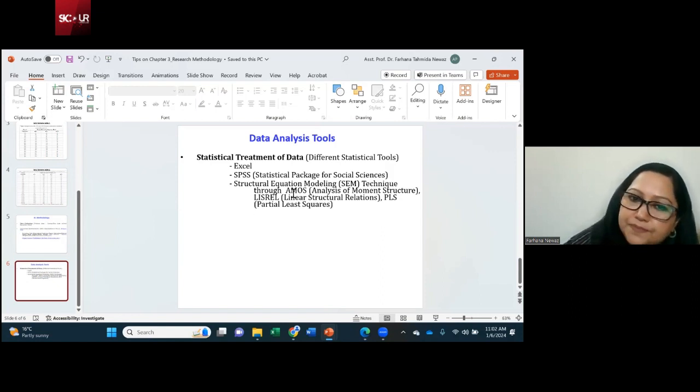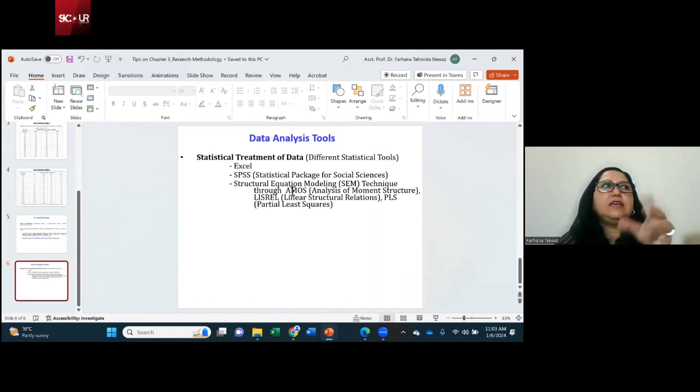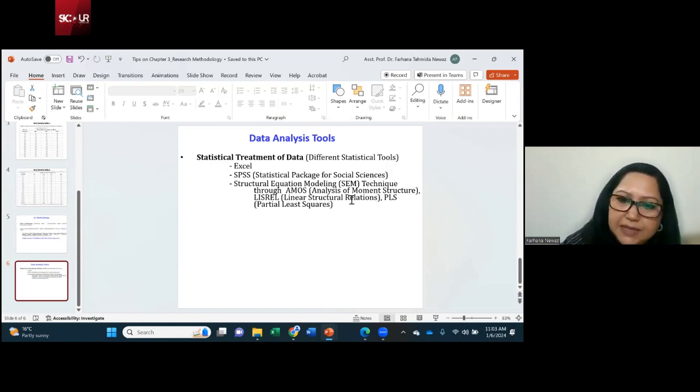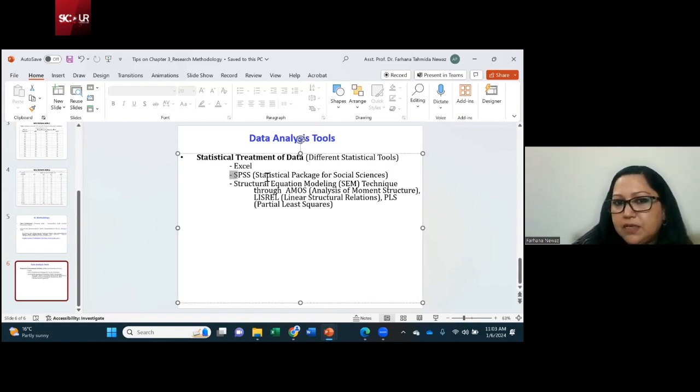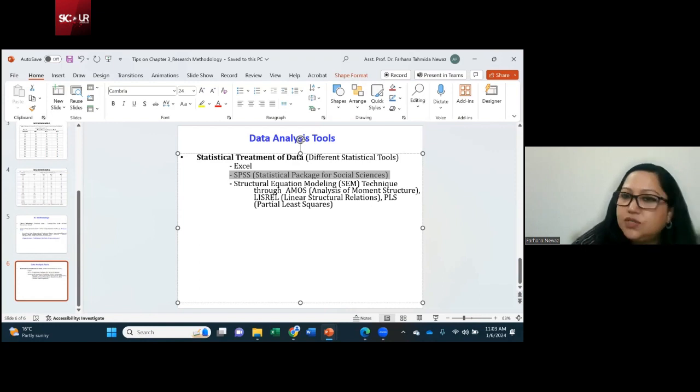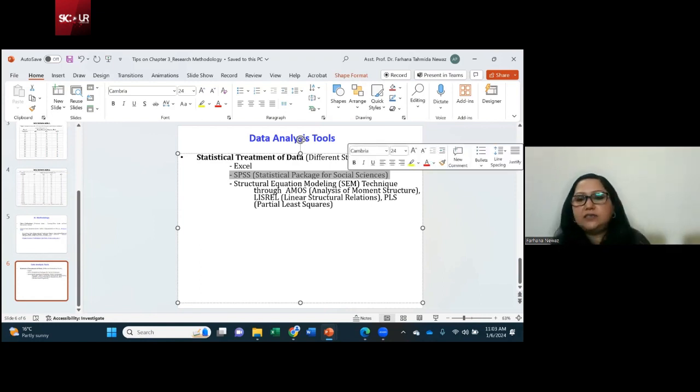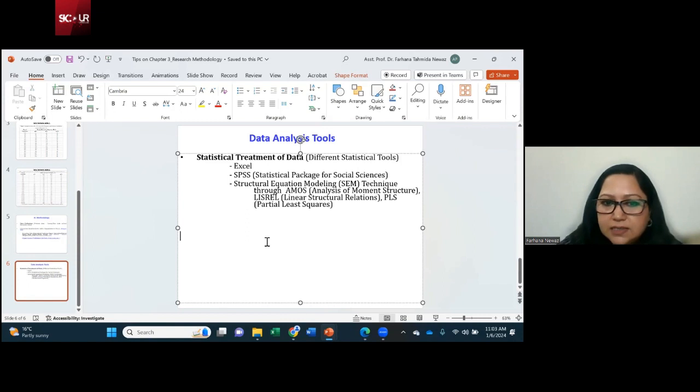Some people give the advantages of AMOS or the advantages of PLS, but it's almost the same thing. It depends on their company, which statistical tool or technique they would like to use for their particular study. But for most of your cases, at least you need to mention that you are going to use SPSS to analyze your data. So this is the one.